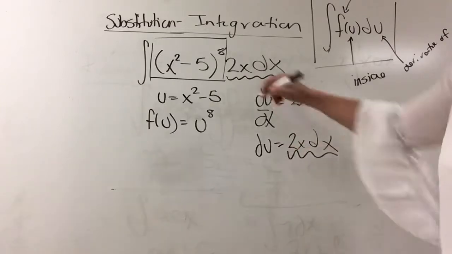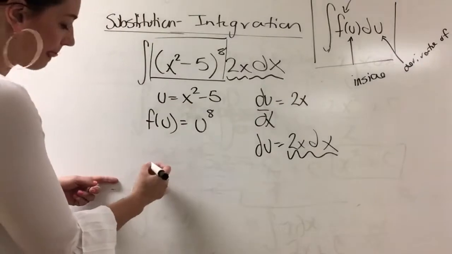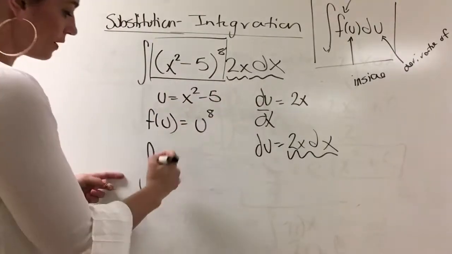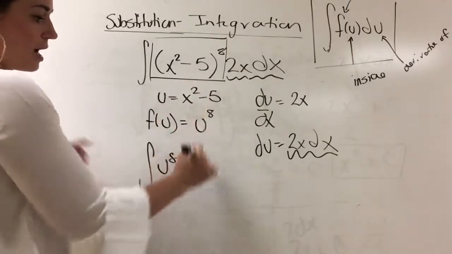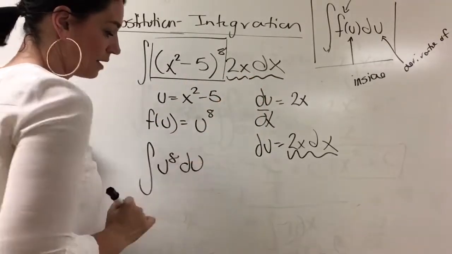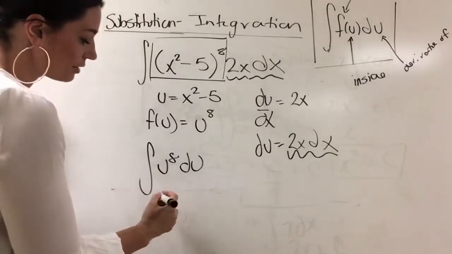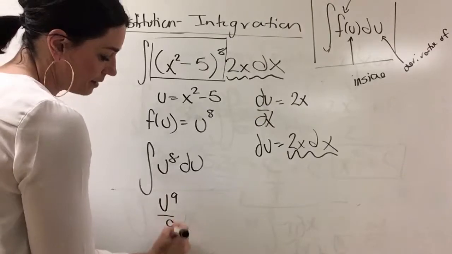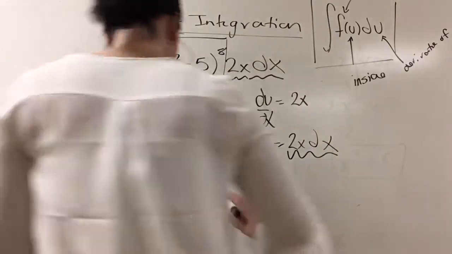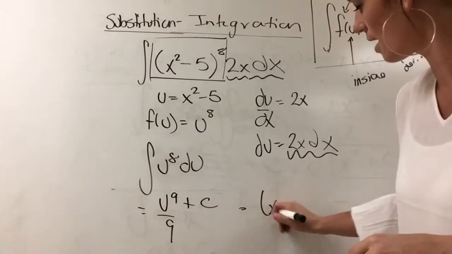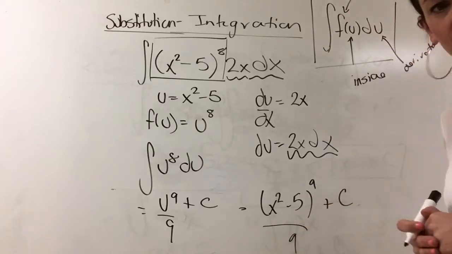Now this matches this, and it can be substituted with du. So now I do the substitution part. This whole thing is equivalent to u to the 8 du. Then I find the integral of u to the 8, which is u to the 9 over 9 plus c. Then I plug back in u, so the integral is (x squared minus 5) to the power of 9 over 9 plus c.